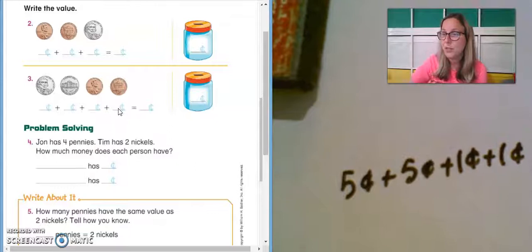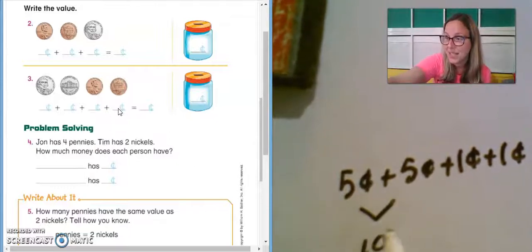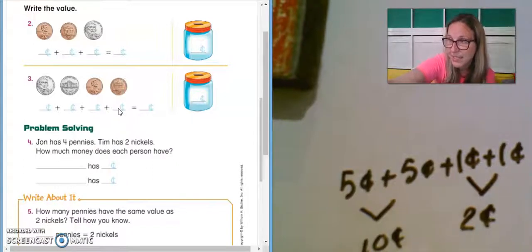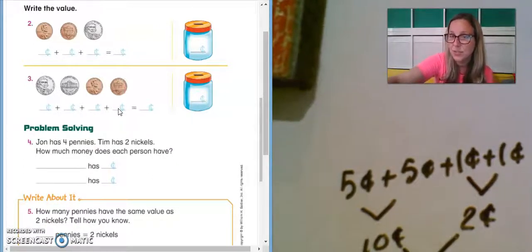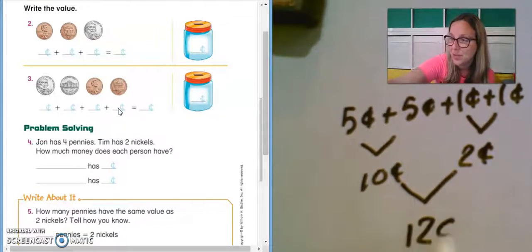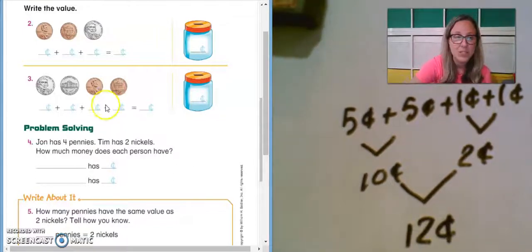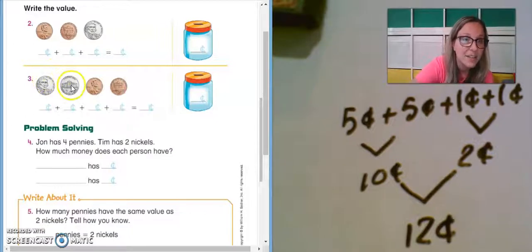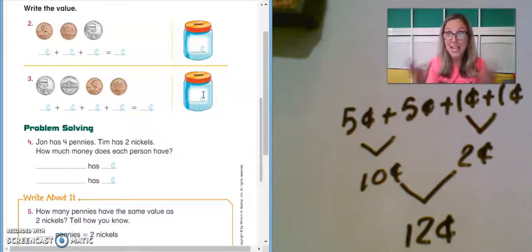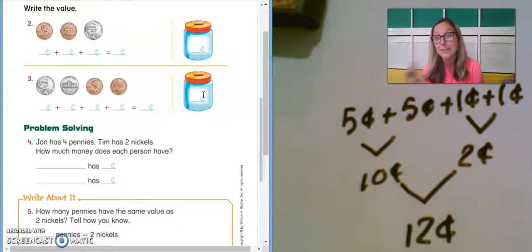Okay, so we know 5 and 5 is 10 cents, 1 and 1 is 2 cents, and then 10 and 2, whoops, I'm getting off my page here, 10 plus 2 would be 12 cents. So looking here, we have 5, 10, 11, 12, 12 cents, and you can put 12 cents in your jar. So see, when we're adding up pennies and nickels, if we think about our pennies as 1s and our nickels as 5s, it makes it a lot easier.